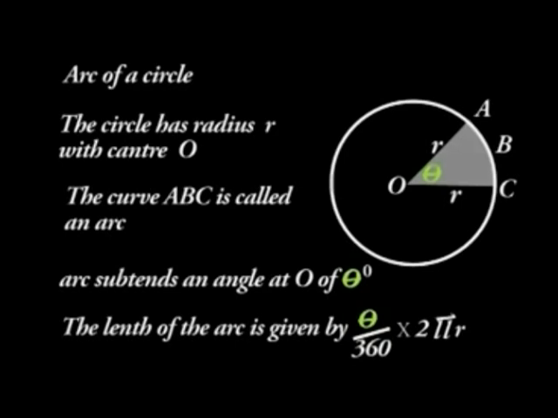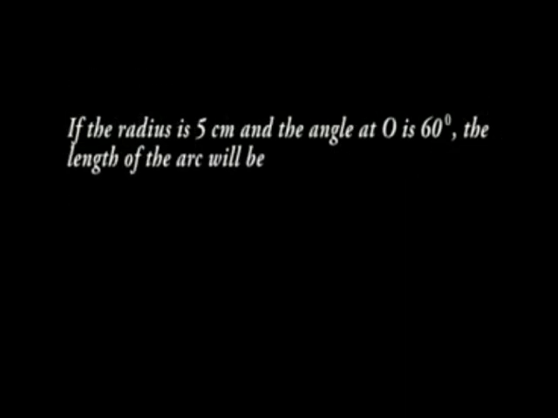Example, if the radius of a circle is 5 centimeters and the angle at O is 60 degrees, the length of the arc will be 60 over 360 times 2 times 3.142 times 5, which gives us 5.24 centimeters.